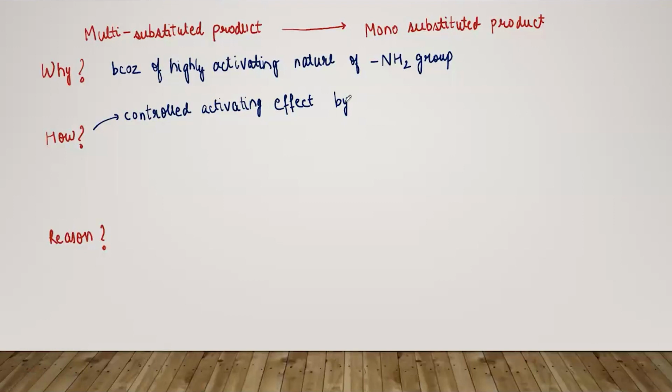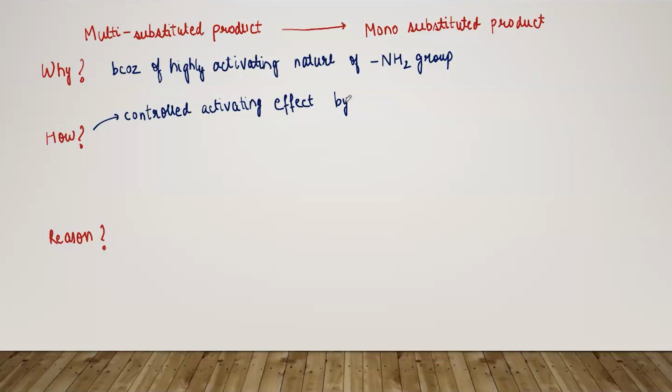In that, the COR group is being attached onto the amine. So here, the same thing is happening; we are talking about the same thing. We will simply treat the aniline with the anhydride. Suppose we take acetic anhydride, that's the simplest one, and react it, so our final product would be an amide.